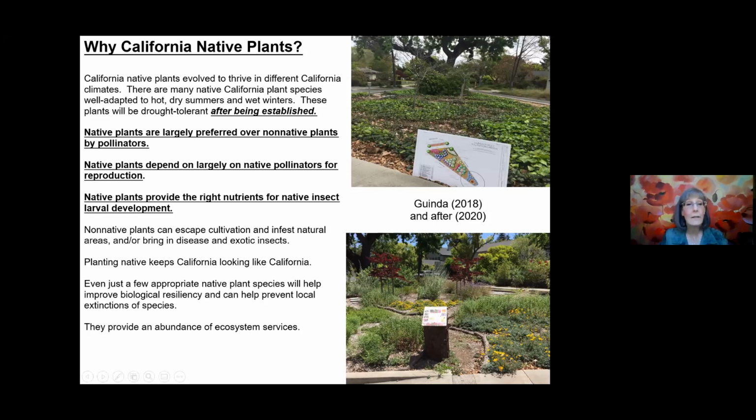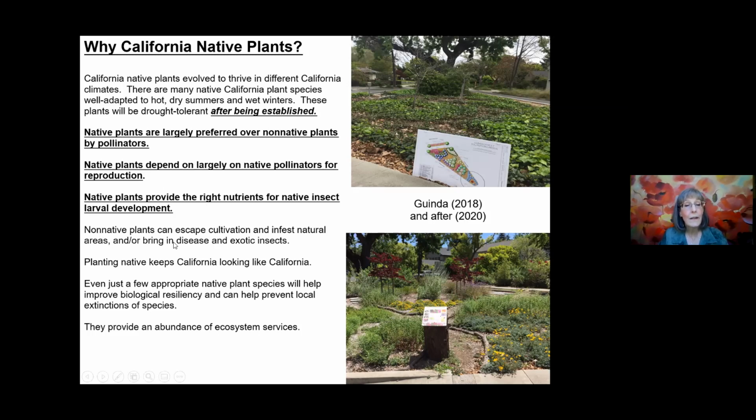As you might suspect, the native plants are largely preferred over non-native plants by pollinators. Native plants depend largely on native pollinators for reproduction. As I said before, the plants that you see in a natural environment are largely a factor of the pollinators that are there in the environment. And the native plants provide the right nutrients for native insect larval development. The larvae are very chemically specific in terms of what they need to activate certain hormones so that they can grow into big fat caterpillars, turn into butterflies and moths.